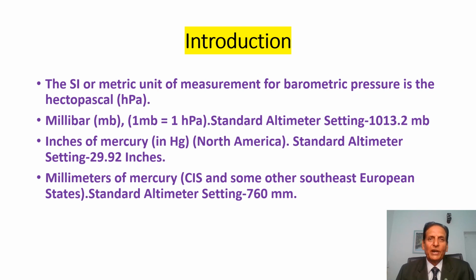The SI or metric unit of measurement for barometric pressure is the hectopascal. 1 millibar is equal to 1 hectopascal. Standard altimeter setting is 1013.2 millibars or hectopascal. Inches of mercury is mainly used in North America. Standard altimeter setting is 29.92 inches. Millimeters of mercury is used in CIS and some other Southeast European states. Standard altimeter setting is 760 millimeters.